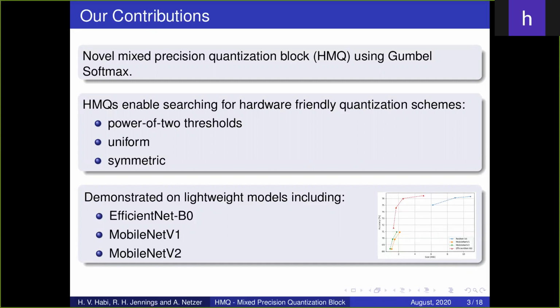We demonstrated the use of the HMQs on modern lightweight networks. For example, in MobileNet V1, we compressed weights to an average of approximately 2 bits with an improvement of up to 11% in accuracy compared with other methods.